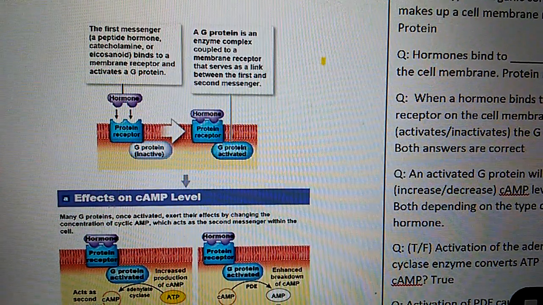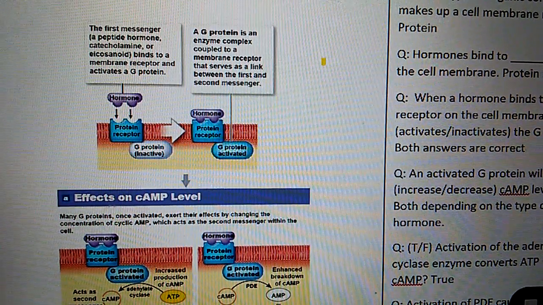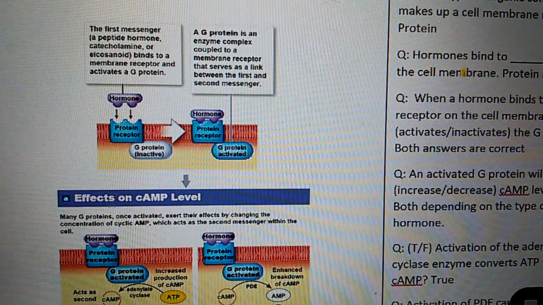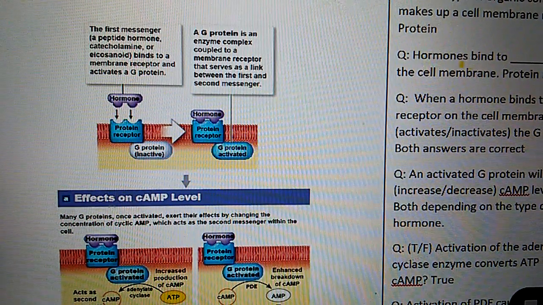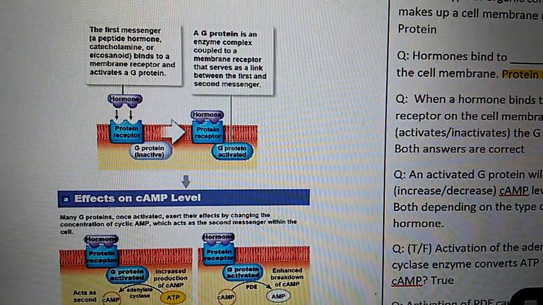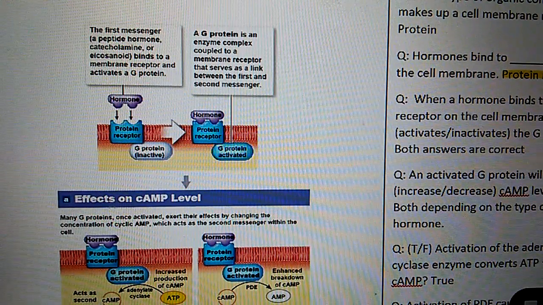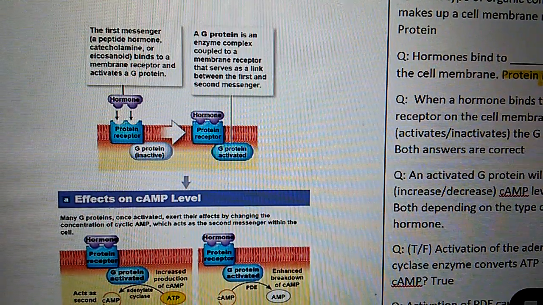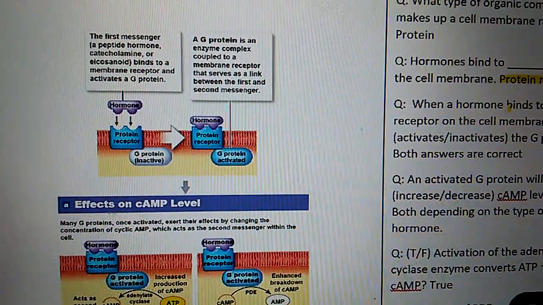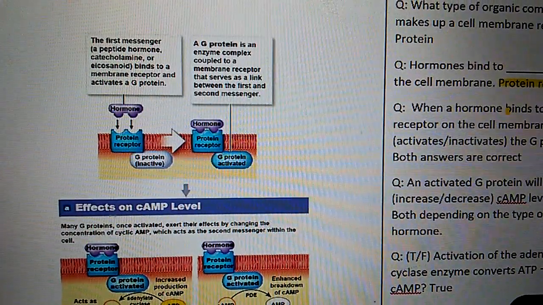Does this occur during a first messenger system only or a second messenger system? Second. Remember, protein receptors are only used with second messengers. What are protein receptors used with? Second messengers.